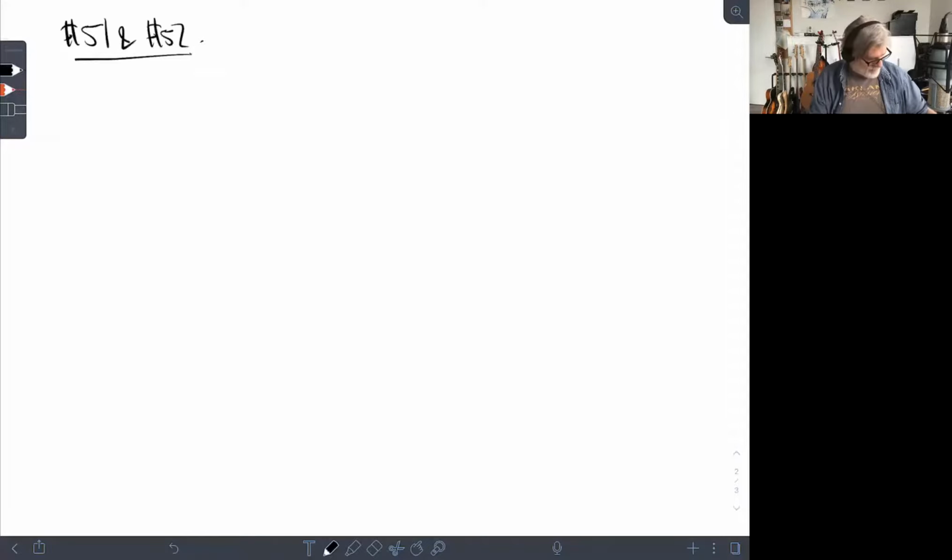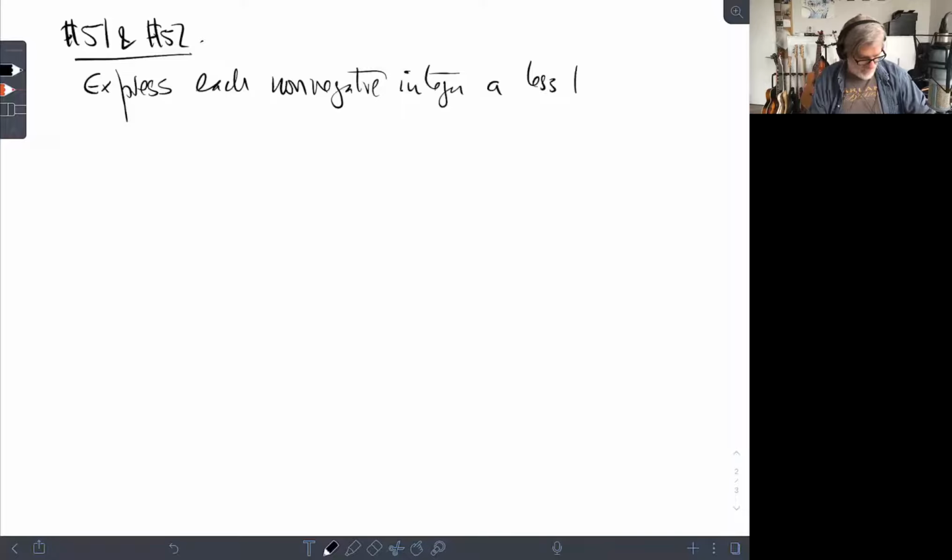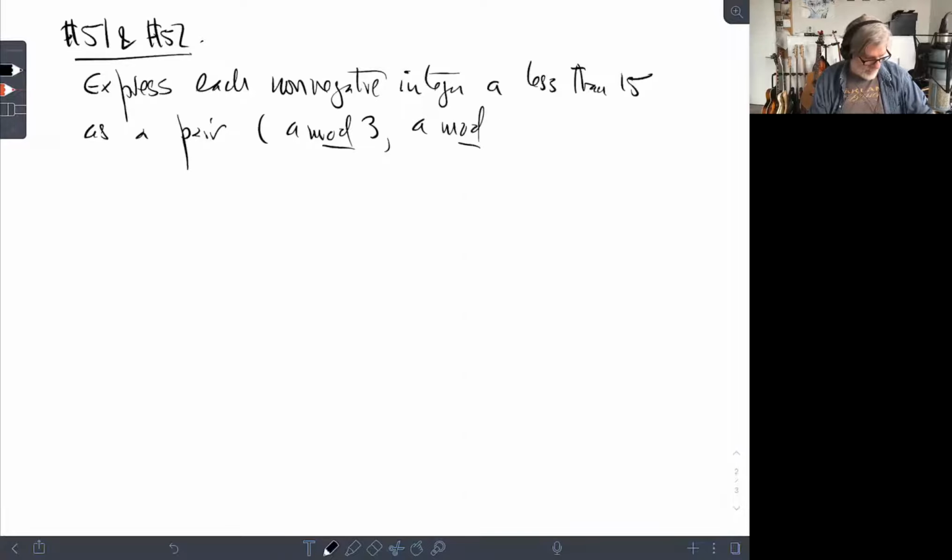So 51 is: express each non-negative integer a less than 15 as a pair (a mod 3, a mod 5). So what do they mean by this? What I'm going to do is write down the numbers from 0 to 14.